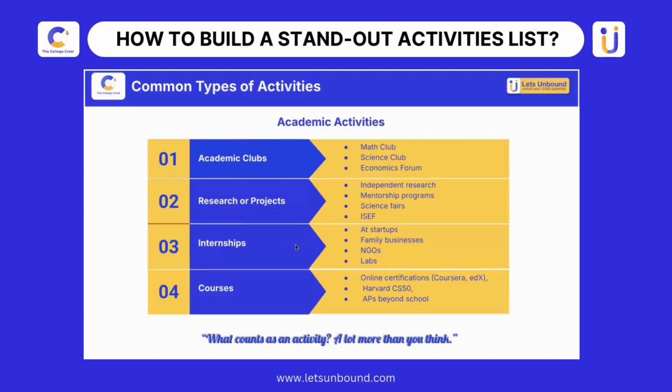Now, another thing you could be looking at is courses. A lot of students forget this one. If you've taken an online certification on Coursera or edX, completed a course like Harvard CS50, or even taken AP courses that your school doesn't offer, all of those independent academic initiatives show the right kind of self-discipline and self-motivation that is required in this application itself. So what really counts as an activity can be in any corner of the academic realm.